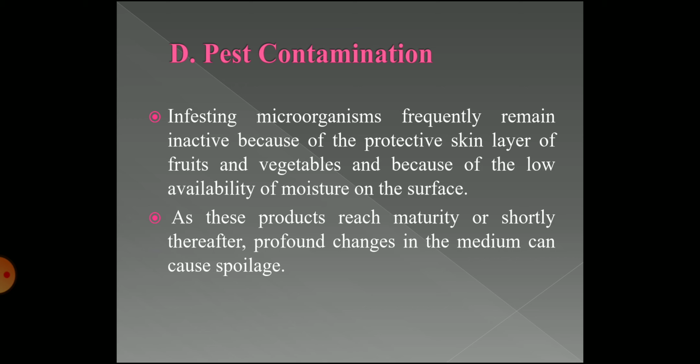Pest contamination. The issue of pest contamination mainly arises at the time of maturity of fruit and vegetables, and these pests contaminate the fruit and vegetables through their outer layer or protective layer.